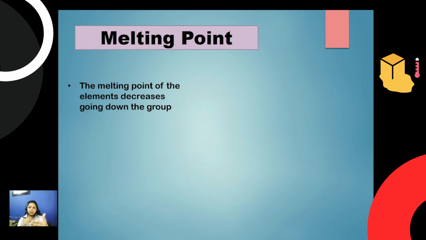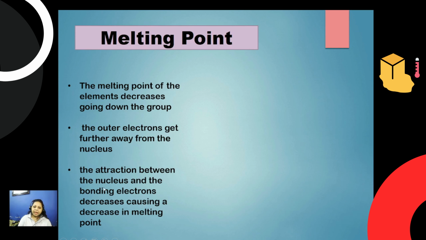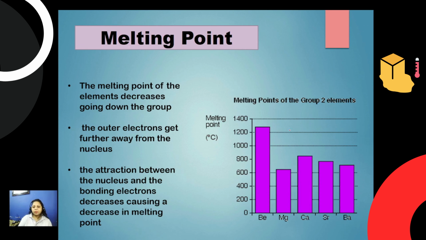But when the size increases, the attraction between the nucleus and the outermost electrons becomes weak, due to which they are easy to remove. That's why the melting point decreases down the group. Simple. The outer electrons get further away and the attraction becomes weaker, so the melting point decreases. So these are the general trends. Beryllium has the highest one, around 1280-90, and barium has around 700 degrees Celsius. So the melting point decreases down the group.